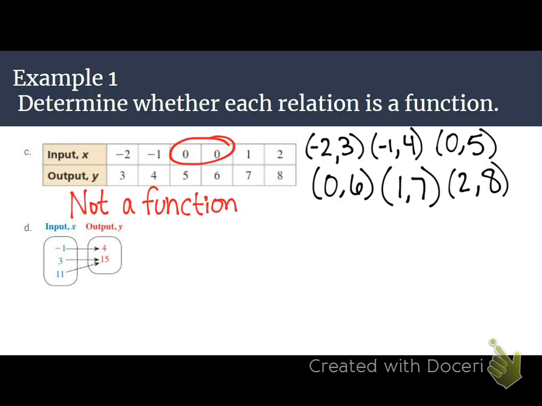Letter D is called a mapping diagram. We'll talk more about that in another lesson. But this mapping diagram can also be turned into ordered pairs if we need to see it that way. So it shows that -1 maps to or pairs up with a 4. It shows us that 3 pairs up with what? 15. And it shows us that 11 pairs up with 15.